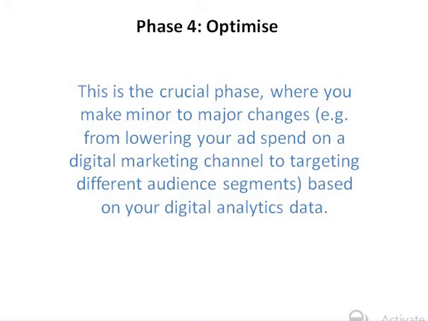For example, from lowering your ad spend on a digital marketing channel to targeting different audience segments. We may target sometimes different target segments, or we may lower the ad spends per day. As I said, per day ad spending is suppose 5,000 rupees. We can make it 2,000 if we are not getting appropriate or expected results. We may invest 3,000 rupees in other methods, right? And we can check what is happening.